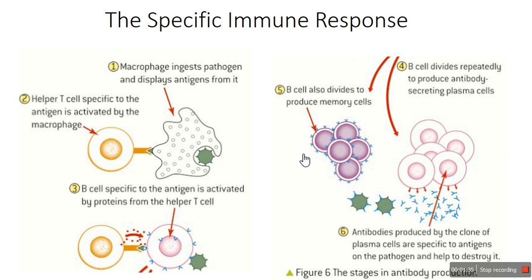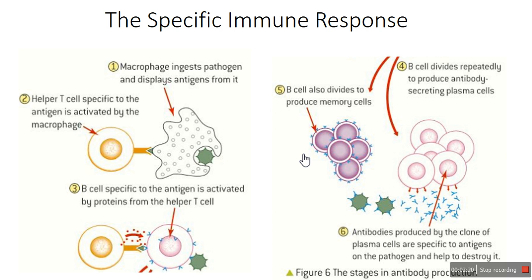The next stage we see is helper T cells. These are specific to the antigen, and they have a receptor on their membrane which is specific to this antigen. So not all helper T cells will have this specific receptor. Some helper T cells will have other receptors, and of course they won't be able to bind, but this one does have the right receptor, and it's able to bind to it. So once they're bound together, the helper T cell is activated by the macrophage.